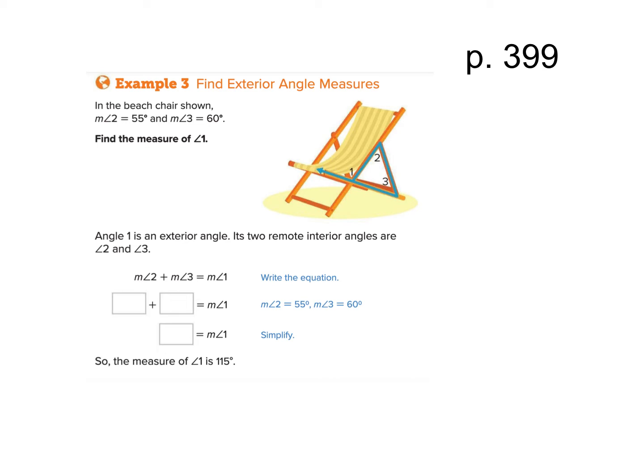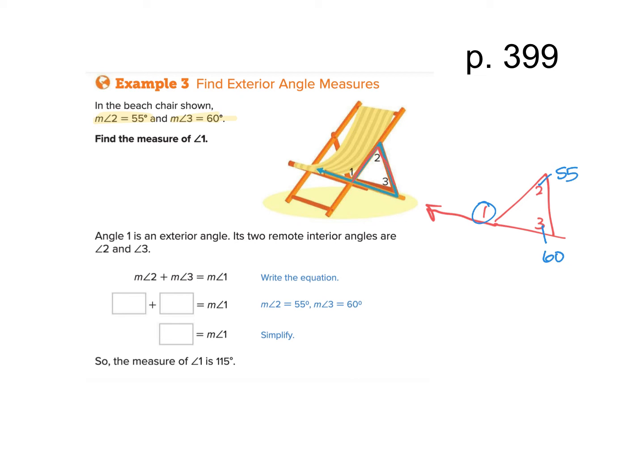And if you prefer to do some of these in your notebook, you can if you want to draw some out. But I have a picture of a beach chair, and you can obviously see the triangle here. All right, and then it kind of extends here, and they named this angle 1, 2, and 3. So let's see what they tell us. It says the measure of angle 2 is 55 degrees, and the measure of angle 3 is 60 degrees. So I'm going to label those. So angle 2 is 55 degrees, angle 3 is 60 degrees. It says, can you find angle 1?